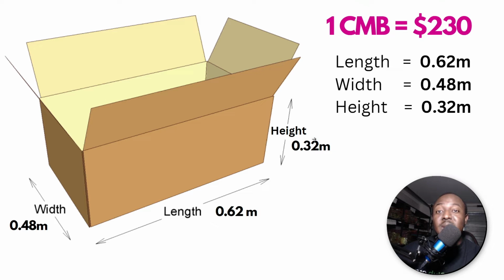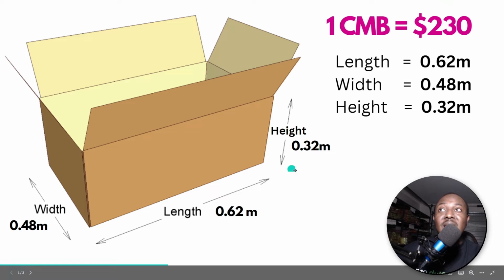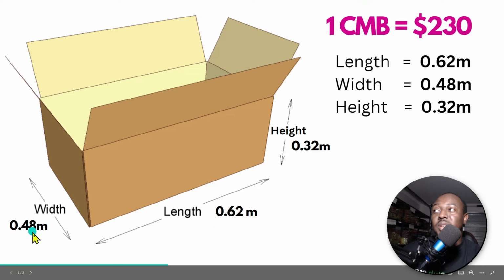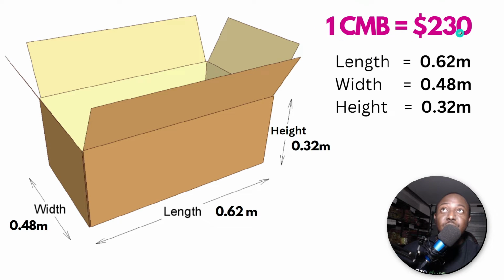Some tape measures measure in centimeters. If your tape measures in centimeters, just divide the figure by one hundred to get meters. But my tape measure was already in meters. The length is 0.62 meters, the height is 0.32 meters, and the width is 0.48 meters. On our own, we say 1 CBM equals $230.